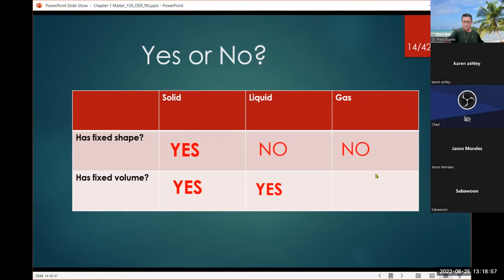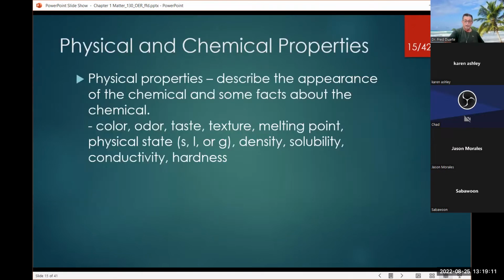Gases do not have a fixed shape, as in the case of liquids, and do not have a fixed volume. At this time, down the road, there will be a fixed volume, but it's way down the road with respect to the chapters. Now, types of physical and chemical properties, okay?